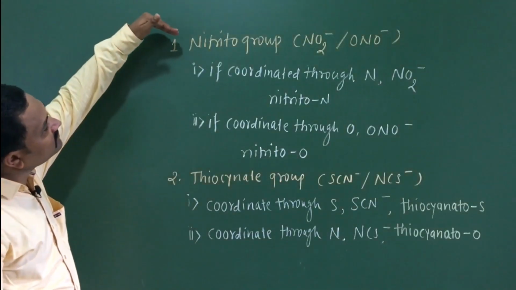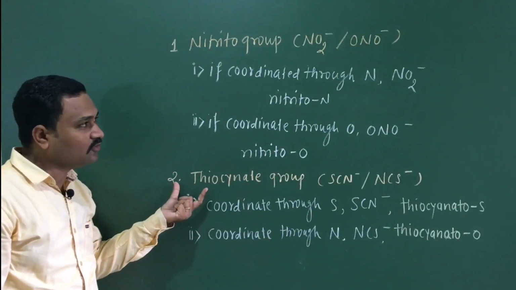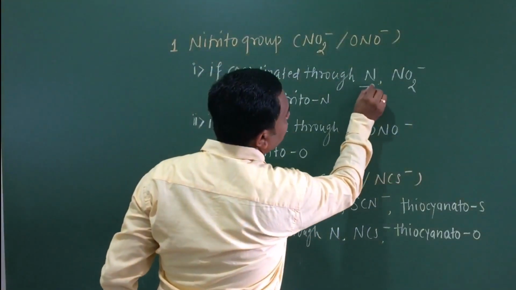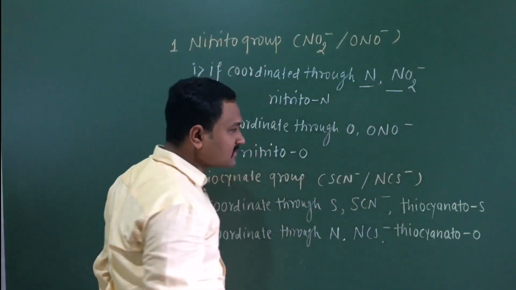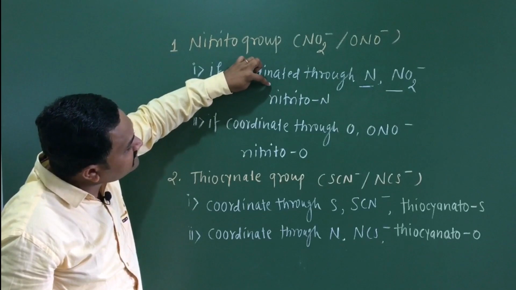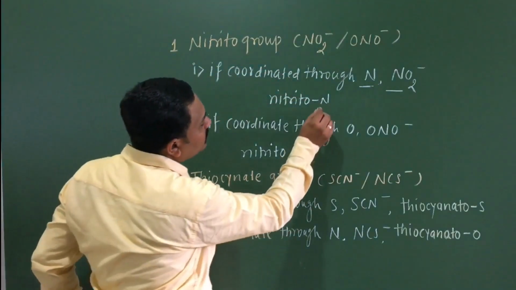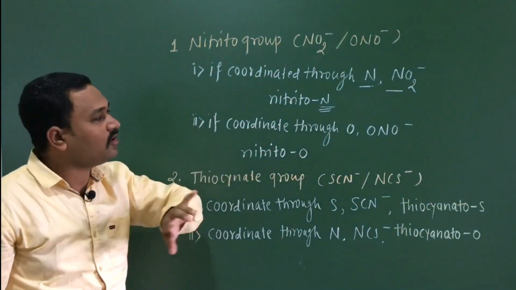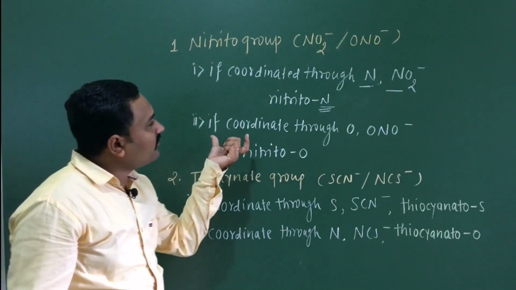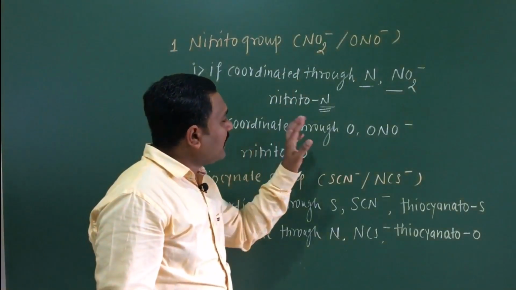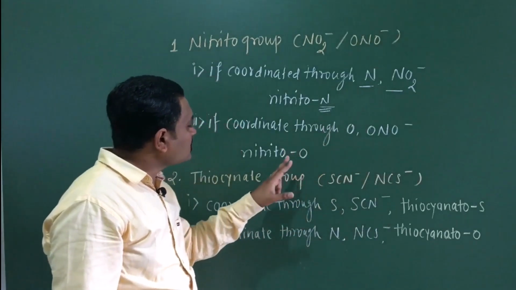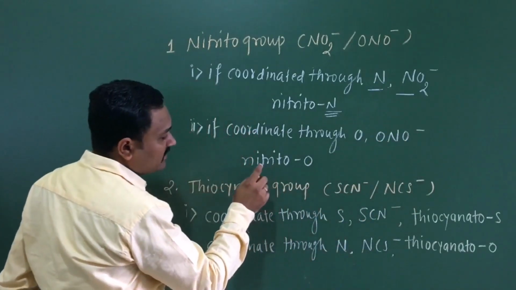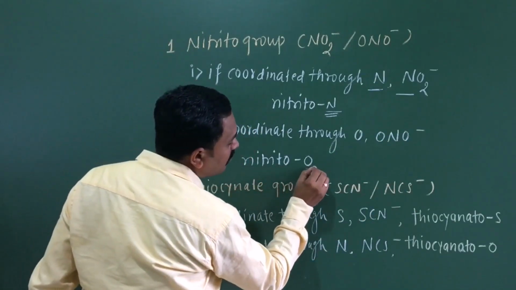So let us consider this point. Here I have taken the nitrito group and the thiocyanate group. The nitrito group, if it is coordinated through the nitrogen atom, is written as NO2 minus, and you write the name as nitrito-N. So we are putting the symbol of that donor atom which is coordinated to the central metal atom or ion. Again, if the nitrito group is coordinated through the oxygen atom, then it is written as ONO minus, and its name is written as nitrito-O.